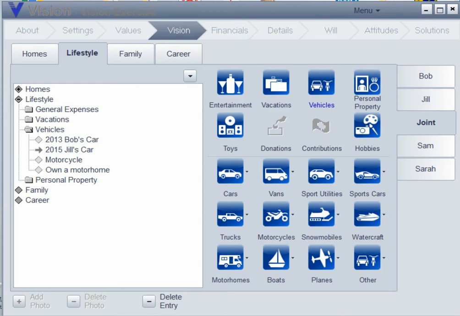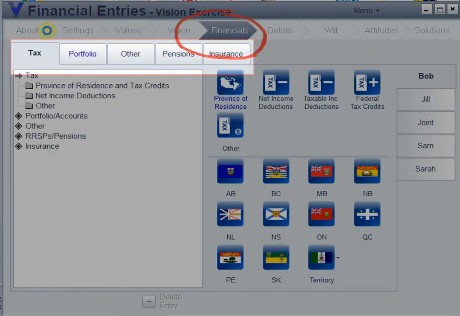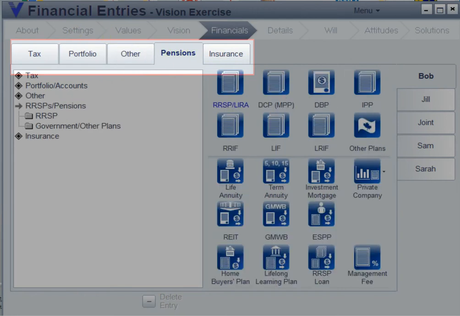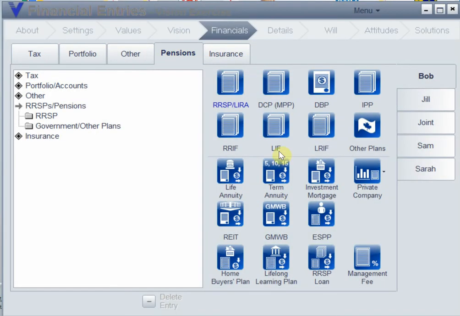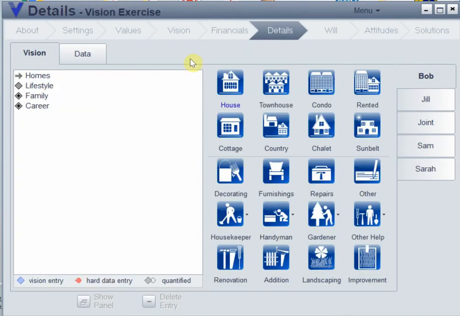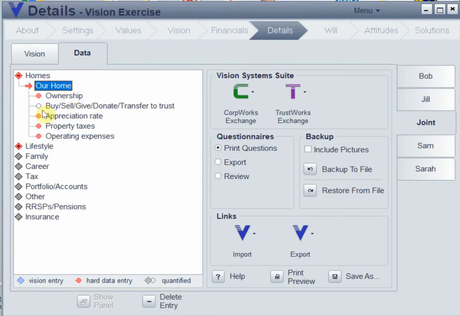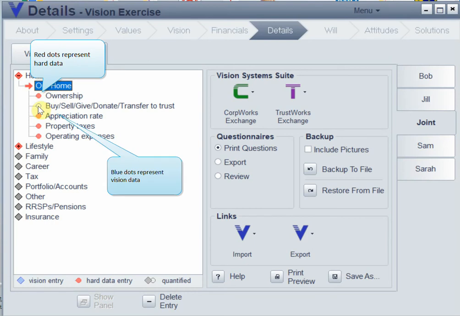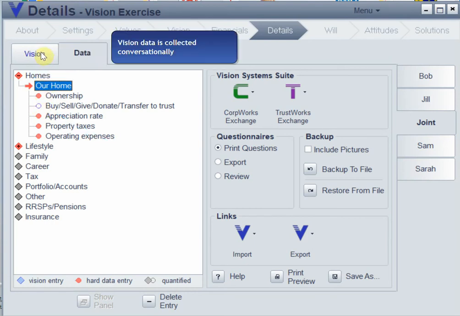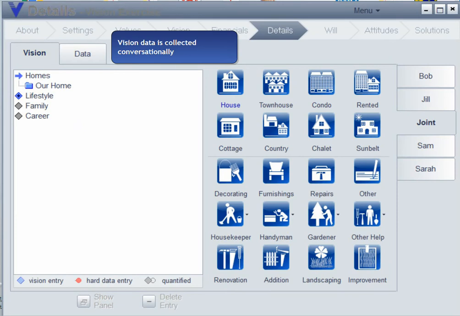So once we have all the vision entries, then we'll add the financial entries in much the same way. And then, of course, once that's done, we'll want to start to get some of the details in the financial information. And you can see we do collect all the information, and we consider the red dots represent the hard data and the blue the vision data. And we want to collect the vision data at this point conversationally. We'll leave the hard data for a questionnaire.